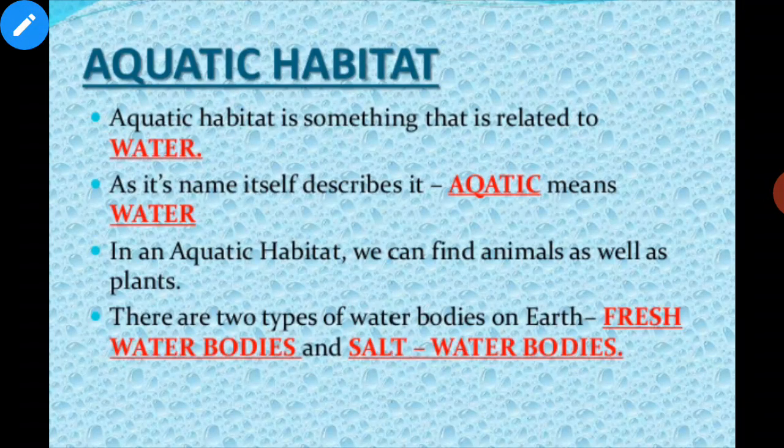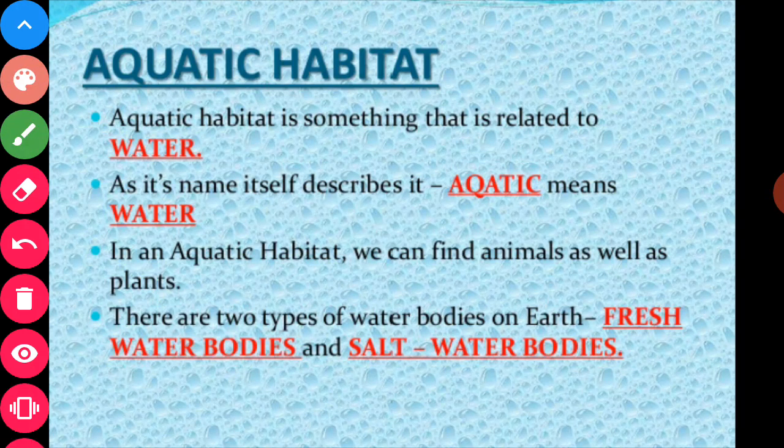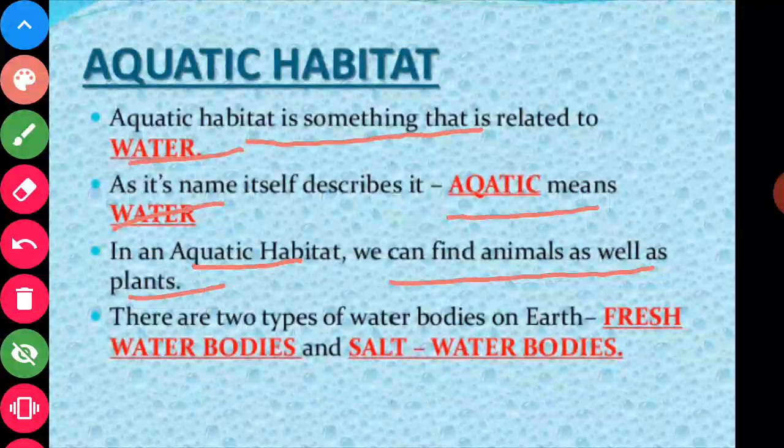Okay, dear students, what is an aquatic habitat? All water bodies constitute aquatic habitat, such as streams, ponds, rivers, seas, and oceans. Aquatic habitat is something that is related to water. As its name itself describes, aquatic means water. In an aquatic habitat, we find animals as well as plants. So we can say both animals and plants can be aquatic.